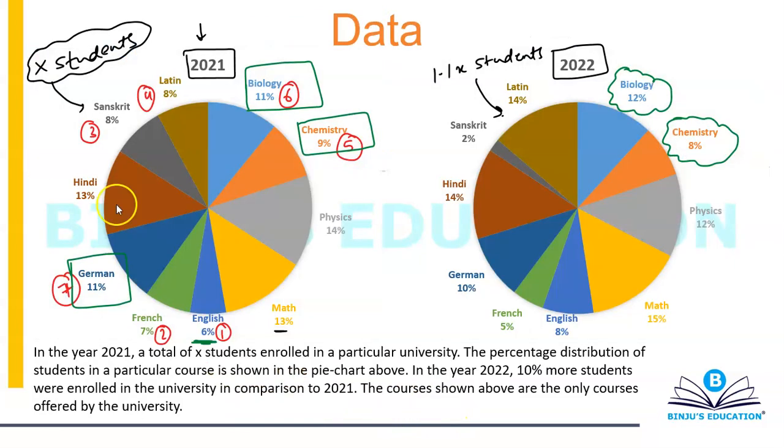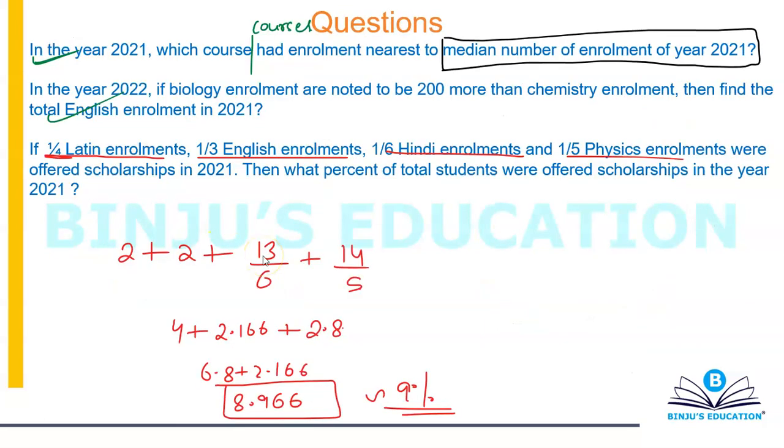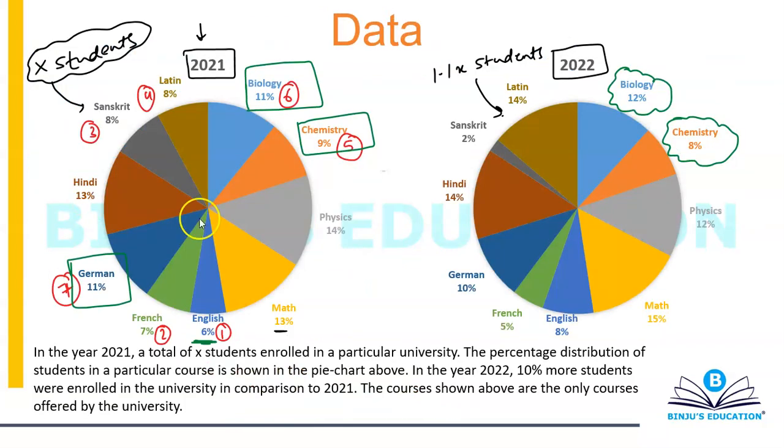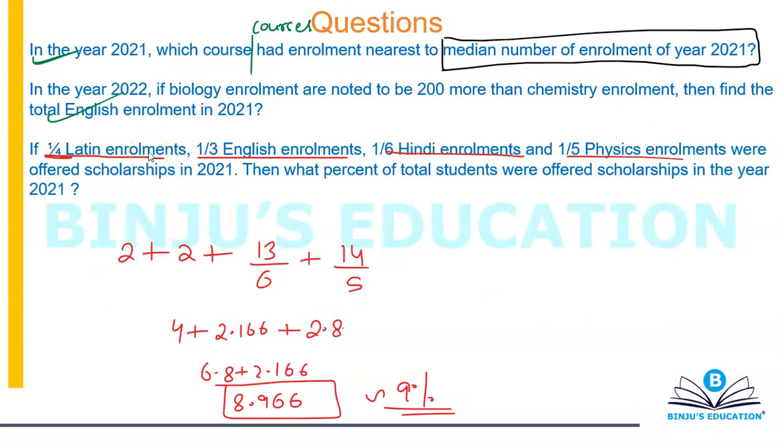Because the value itself is given in terms of percentage, there is no need to calculate first the individual values of all the subjects and then try to calculate 1/2 of something, 1/4 of something, 1/6 of something, and then divide by x and multiply by 100%. Why should we do that? It's a waste of time. What I'm saying is, if you calculate the total Latin enrollment, you'll say the total Latin is 0.08x. Then you'll calculate 1/4 of 0.08x, and do the same for the remaining three, English, Hindi, and physics. You add all the values, divide by x, and multiply by 100%. You land up at the same answer.